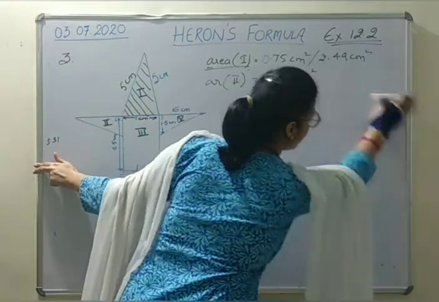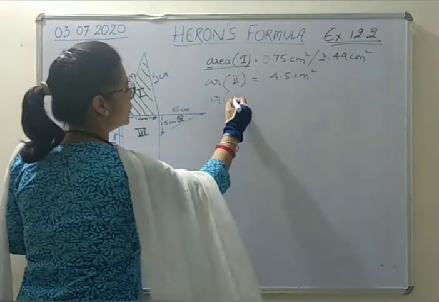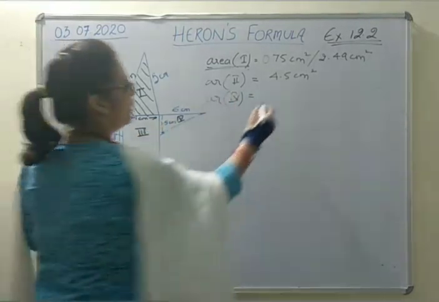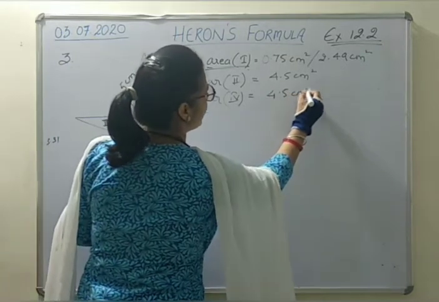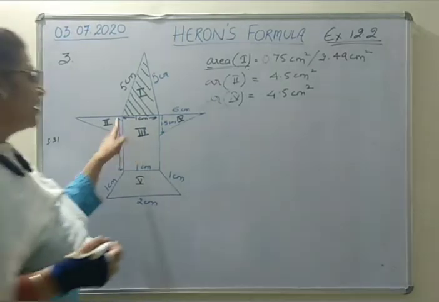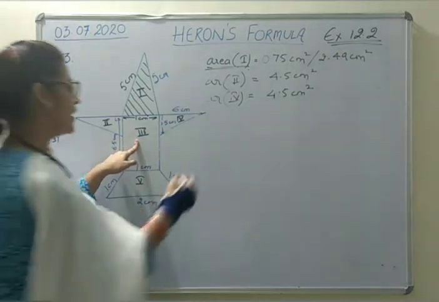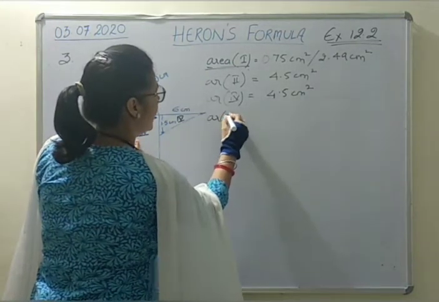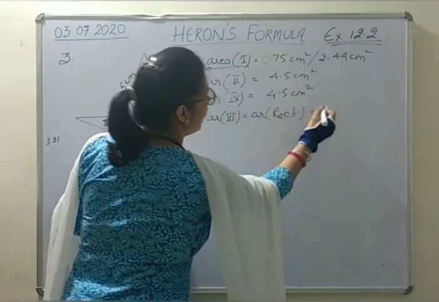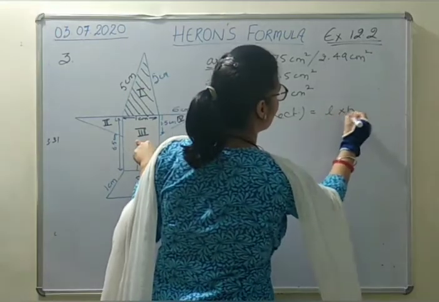So what more information do we have? We also got the area of the fourth part, and that will be 4.5 centimeter square. Now we have to calculate the area of this third region. What is this third region? This is a rectangle. And what is the area of a rectangle? The area of a rectangle is given by length into breadth.